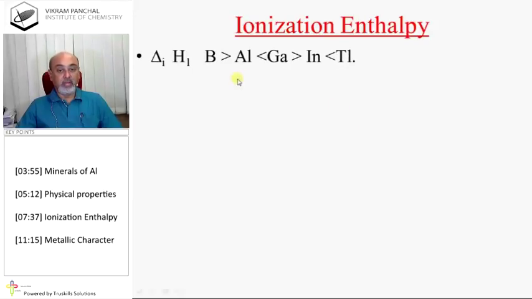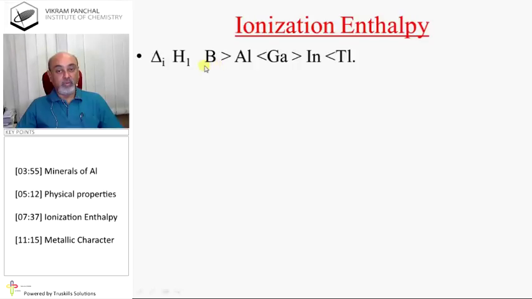Ionization enthalpy. If you take the first ionization enthalpy, then the first ionization enthalpy of the 13th group is always less than that of the second group. That means the first ionization enthalpy will be less than that of the alkaline earth metals, and the reason is there is only one electron in the p orbital, and therefore it is easier to remove an electron from p than from s, so that boron, aluminium, gallium, etc. have less ionization enthalpy than beryllium, magnesium, calcium, etc. Now, first ionization enthalpy of the group.